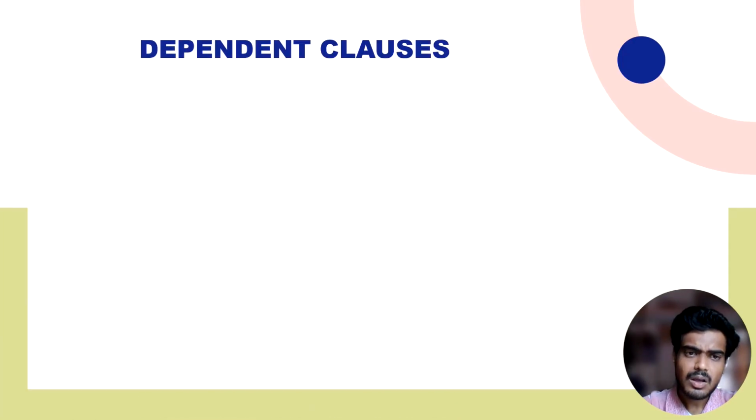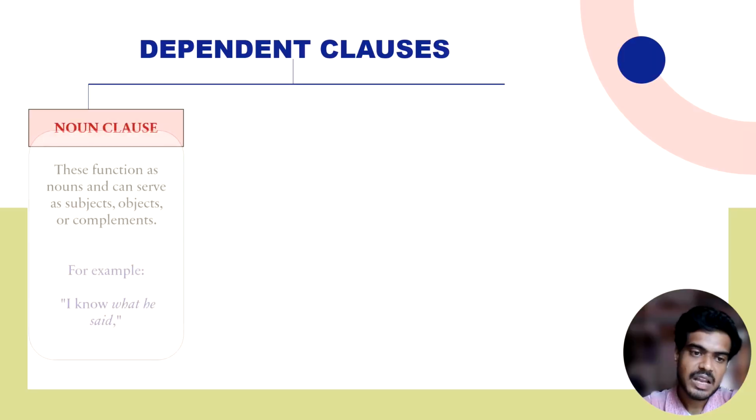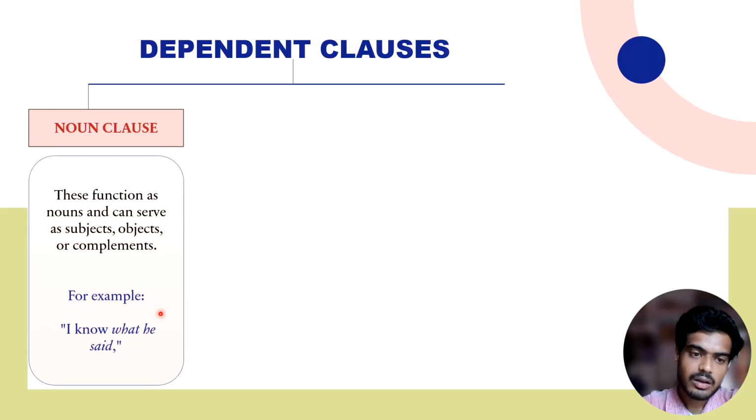Okay, we can classify the dependent clause according to their function in three parts. First part is noun clause. What does a noun clause do? A noun clause functions as a noun and can serve as subject, object, or a complement. For example, I know what he said. In this sentence, what he said acts as a object. Okay, so this is a noun clause.